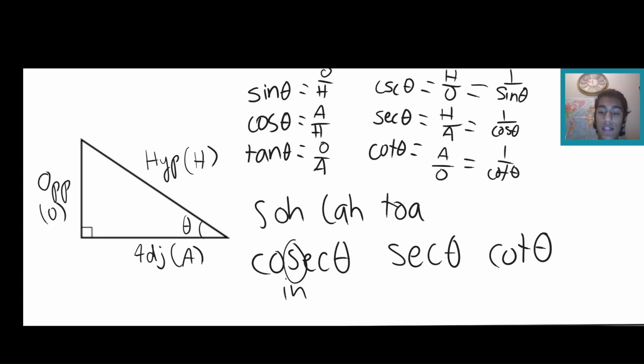For secant, you have the C right here, so you can connect that as the reciprocal of cosine. And for cotangent, the T there can be connected as the reciprocal of tangent.